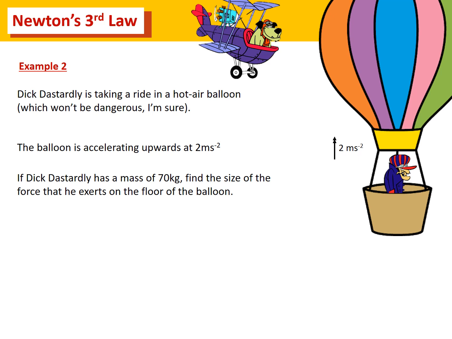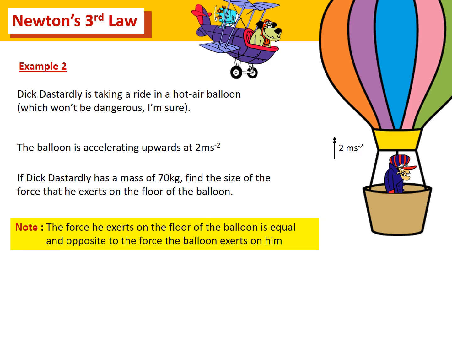Here's a second example highlighting the point with Dick Dastardly taking a ride in a hot air balloon, watched closely by Muttley, and the balloon is accelerating upwards at 2 meters per second squared. We're asked for the size of the force that Dick Dastardly exerts on the floor of the balloon. That's exactly equal to the force that the floor of the balloon exerts on Dick Dastardly. They're equal and opposite forces.